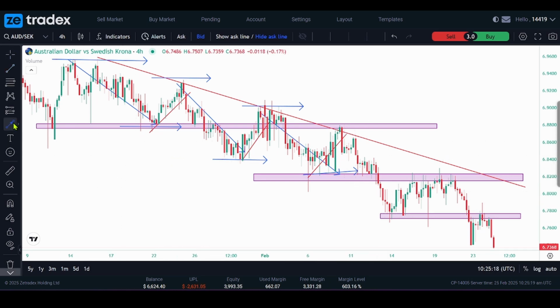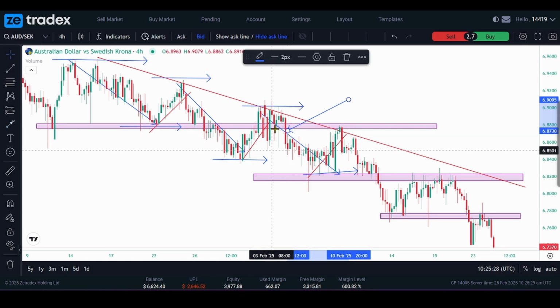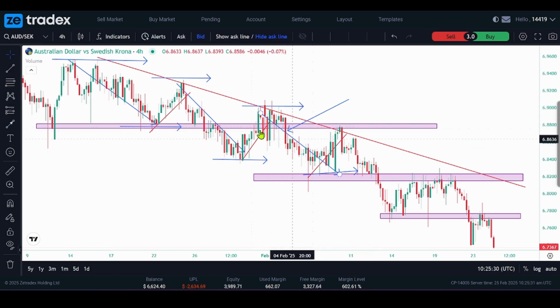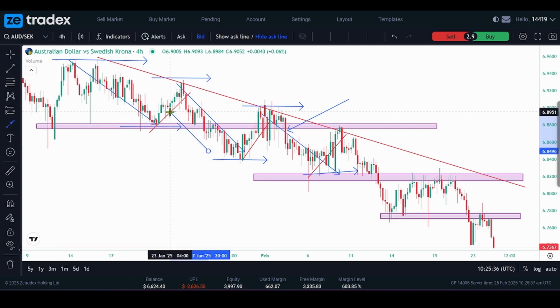Now, candlestick bodies should be larger on trending moves than retracement moves, like this one, these big red candles. This is a trending move. And on a retracement move, candles should be smaller in size, smaller bodies. That shows the strength of a trend.